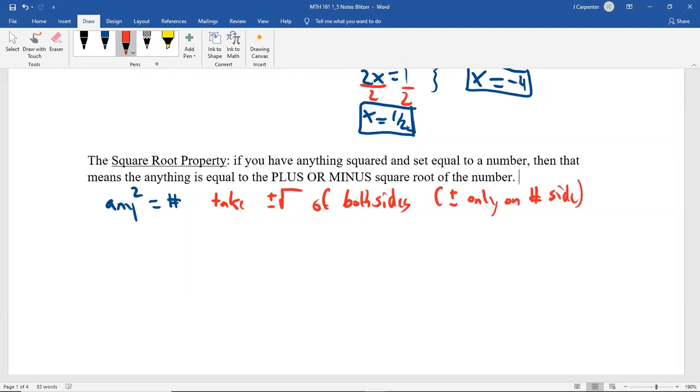Whatever we do to one side, we do to the other. We're essentially taking the square root, but there's a problem, and this is going to be explained in the first example as we try to do it without the square root property. So you take the plus or minus square root, but you only put the square root on the left side, and you put a plus or minus square root on the side with the number. Here's why. Square roots and squares cancel.